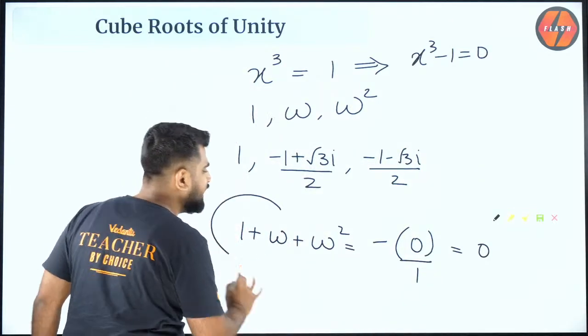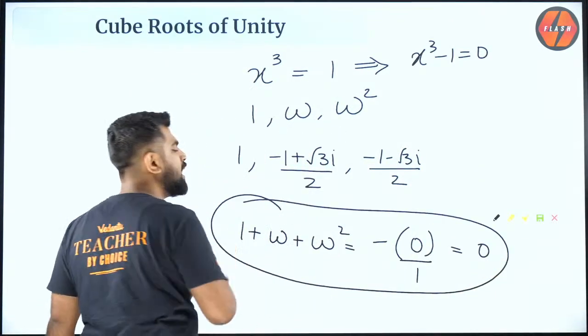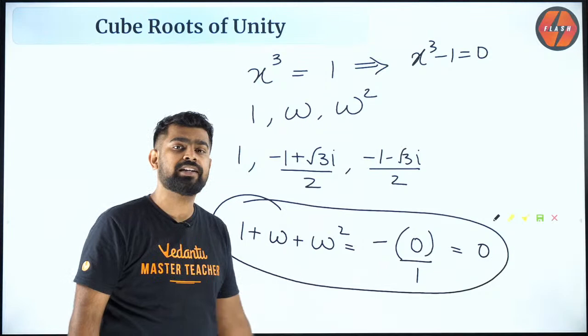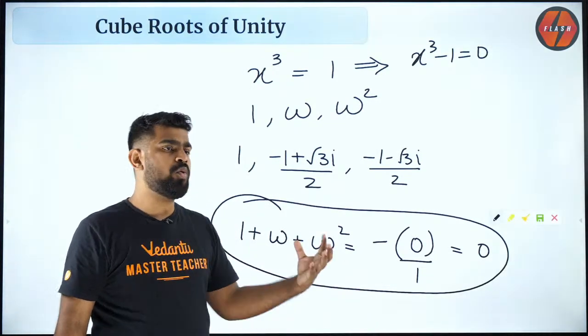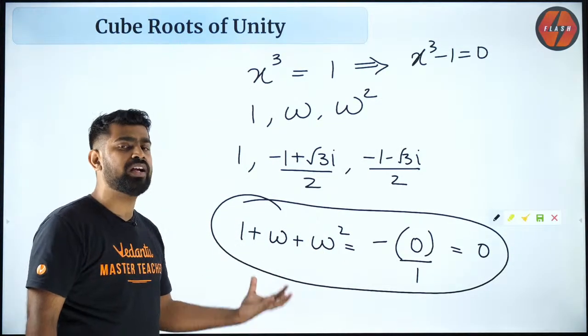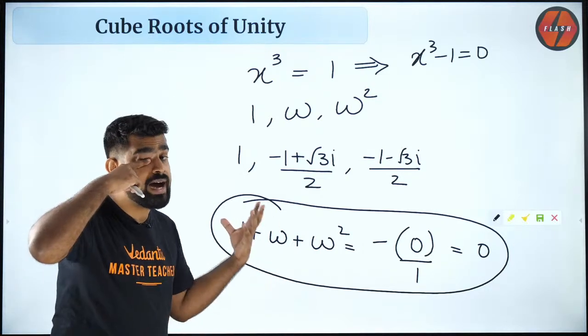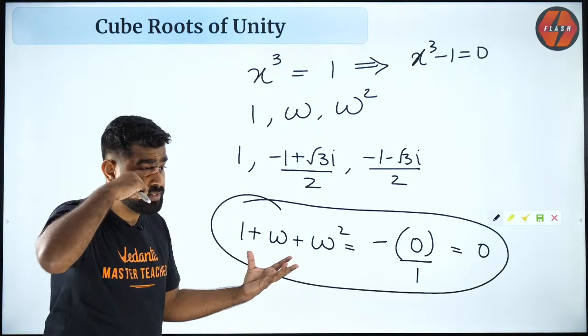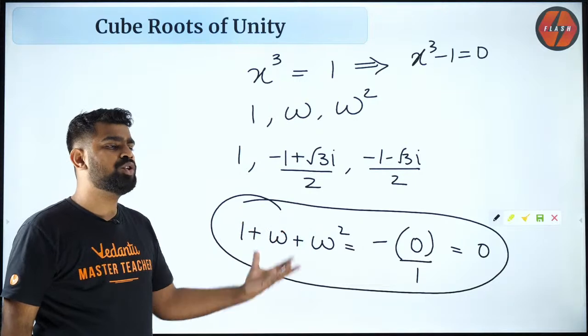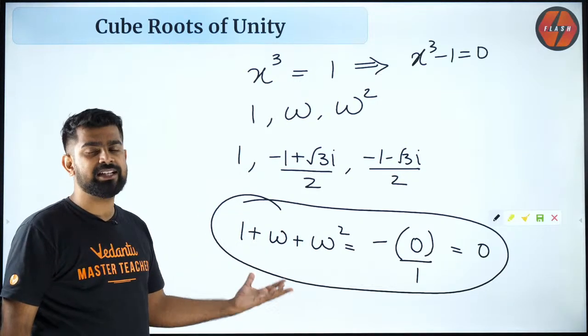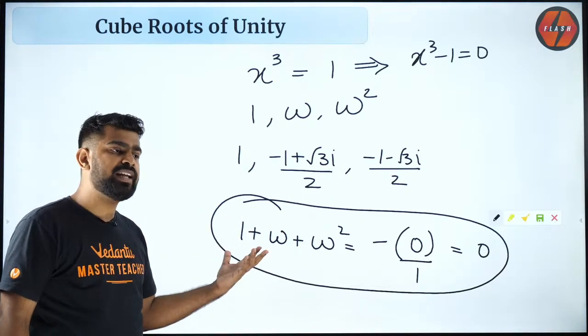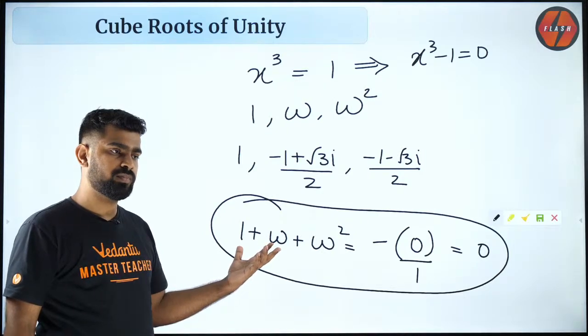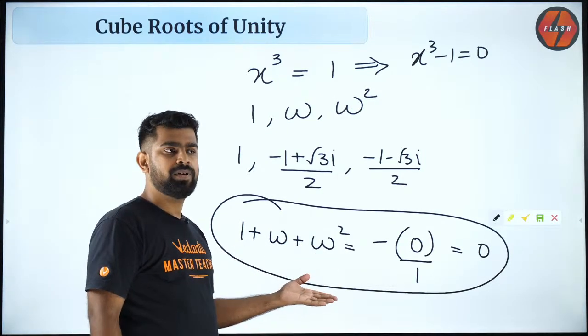So this is a very important identity. 1 plus omega plus omega square is 0. Are you all clear with it? Yes? Everybody? Yup.